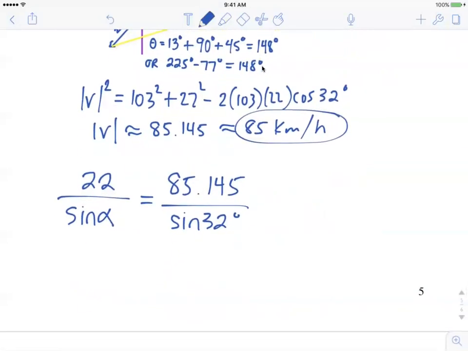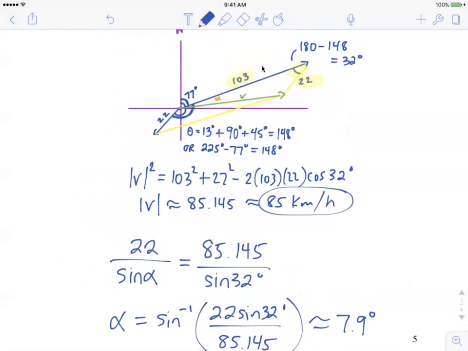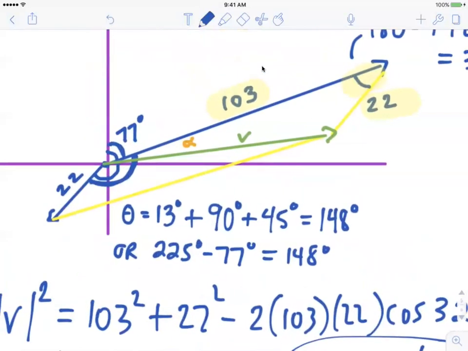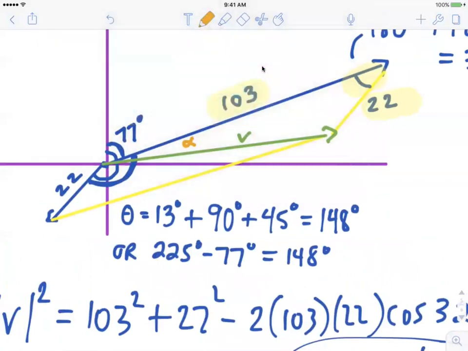Do your algebra. Your calculation is going to be sine inverse of the cross multiply, as we've done in the law of sines, divided by that 85.145. I'm using those three extra decimal places for accuracy. And this is about 7.9, calculating that out. So that little angle in my picture is 7.9 degrees, but the bearing, remember, is always measured from due north. So my bearing should be this entire angle, which is the 77 plus the angle I just found.